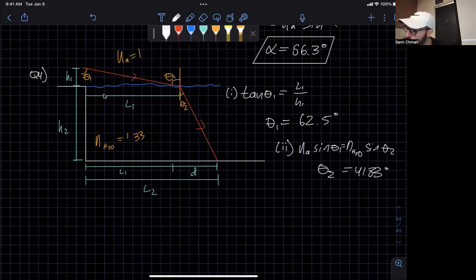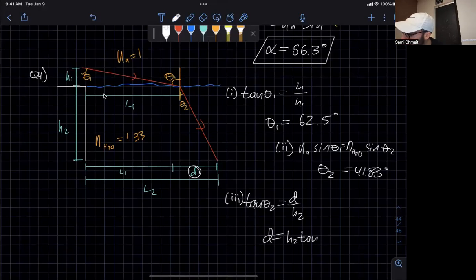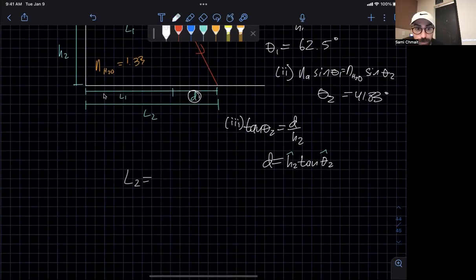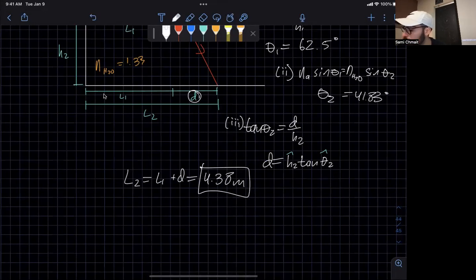Now knowing theta 2, you can calculate D, which we need to add to L1 to solve for L2. So how do you solve for that? Well, let's call this part 3. We're going to have tan theta 2 is going to be equal to D over H2. Therefore, D is equal to H2 tan theta 2. And H2 is something we know. Theta 2 is something we found. We now have enough to solve for L2. L2 is equal to L1 plus D. And you know, L1 is something we know, and we already talked about what D is over here. So you can solve for L2, which is going to be equal to 4.38 meters. All right, any questions?